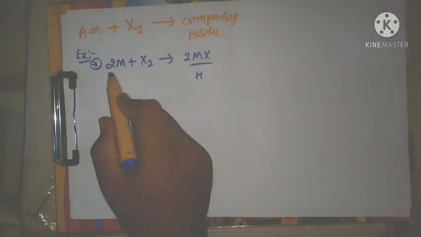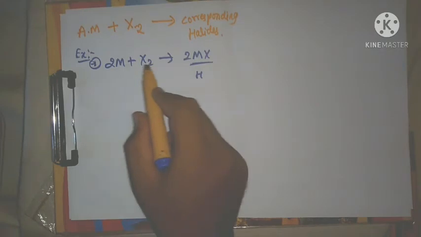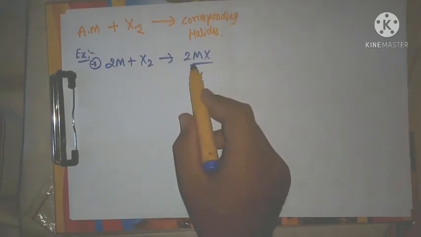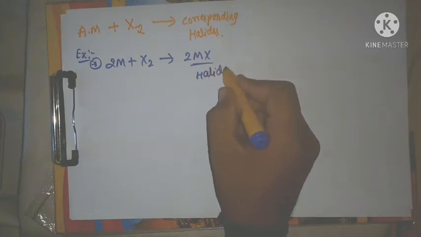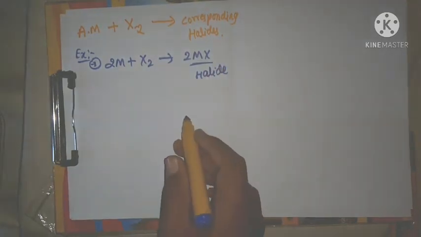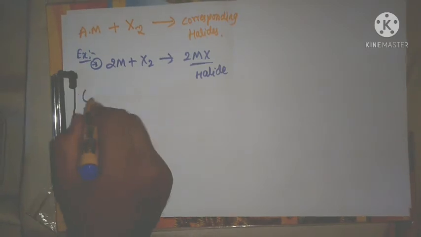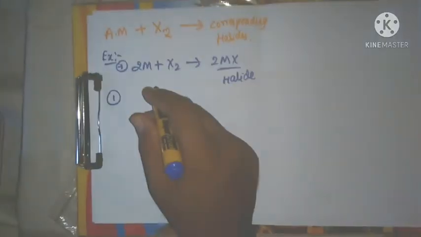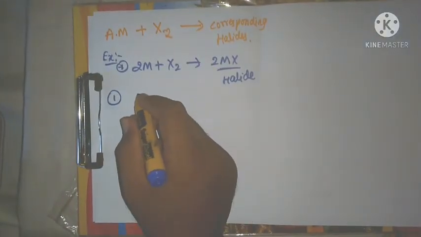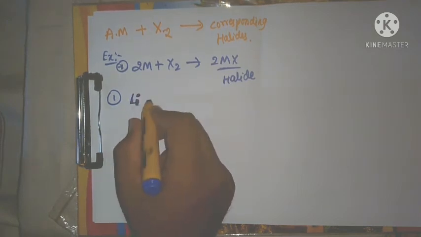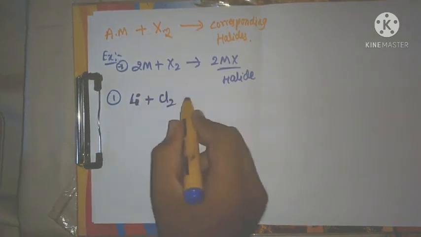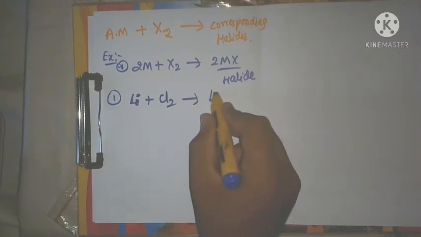If 2M, that is alkali metal, reacts with the halogen X2, it will form 2MX. MX means what? Corresponding halide. Now we will see the particular examples. First example I want to discuss: when lithium reacts with the chlorine, it will form lithium chloride.